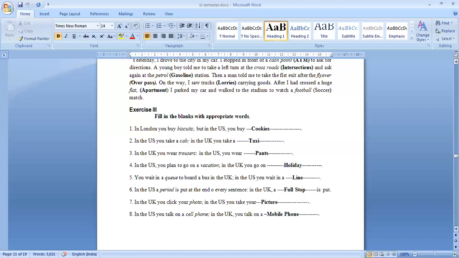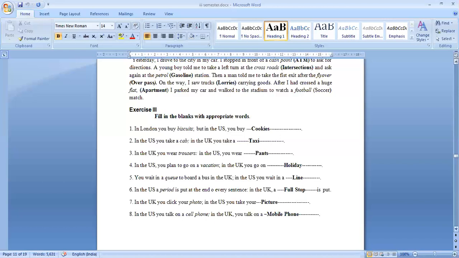In the UK, you click your photo. So taking a photograph through a camera is called a photo by the Britishers. But the Americans, the US people, prefer to call the same thing a picture. So the same thing is called a photo in British English, whereas it is called a picture in American English.